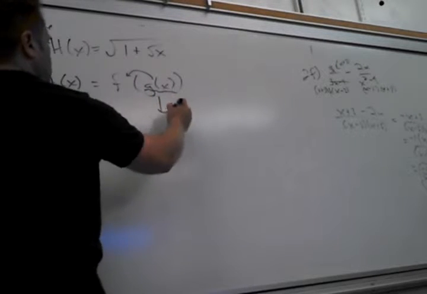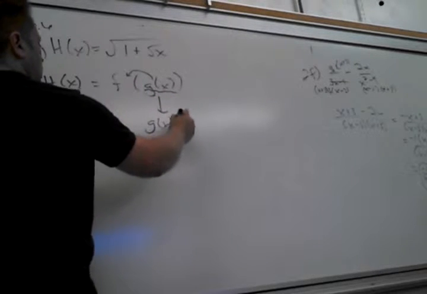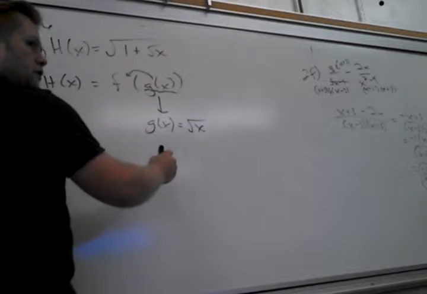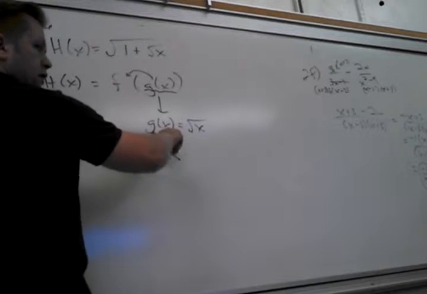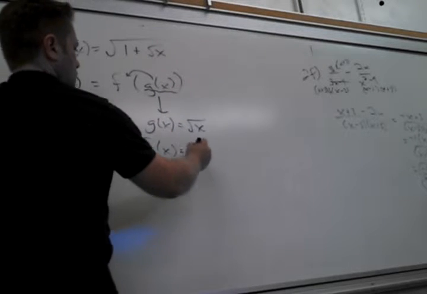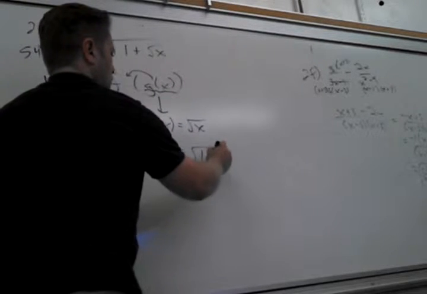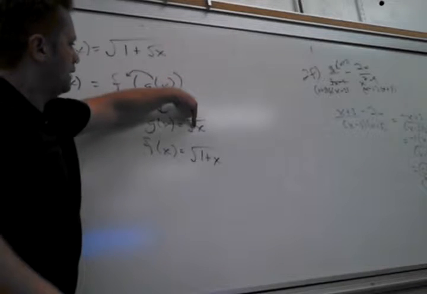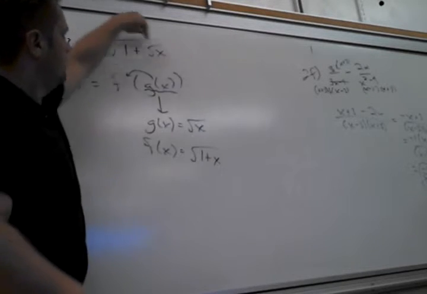So what would you call g? What's the inside function? Alright, good. That's one way to do it. Or it could be... And what would your f of x be? What is that inside of? Square root of 1 plus x. If you plug that in there, you get this, right?